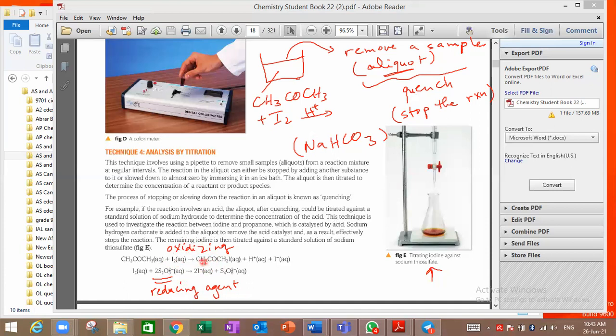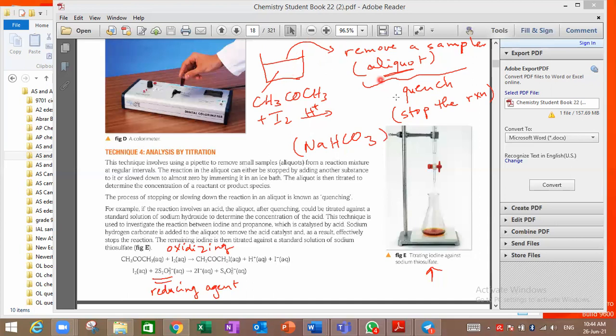At the beginning, as I told you, we are going to bring the propanone plus iodine together in the presence of the acid catalyst. And after, for example, half a minute or 1 minute, we are going to remove an aliquot or a sample of the reaction mixture, leaving the rest to complete the reaction. We took this sample to study the rate at this time.